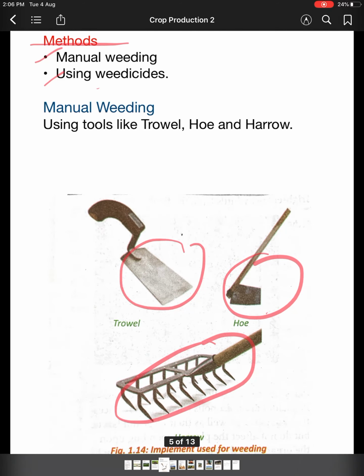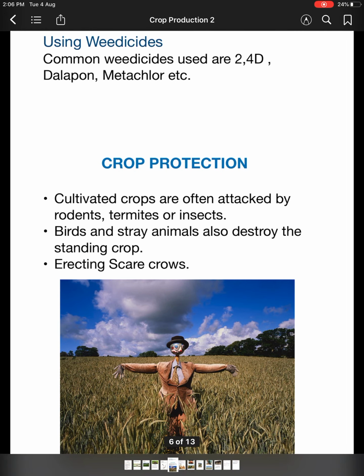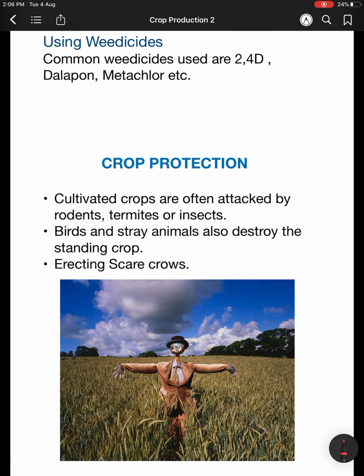The second method is using weedicides. Now what are weedicides? These are the chemicals that destroy the weeds but not the main crop. Commonly used weedicides are 2,4-D, Delapon, Metachlor, etc. These chemicals are diluted with water and then sprayed in the fields by using a hand sprayer or by an aircraft. So this is all about the weeds and weeding.